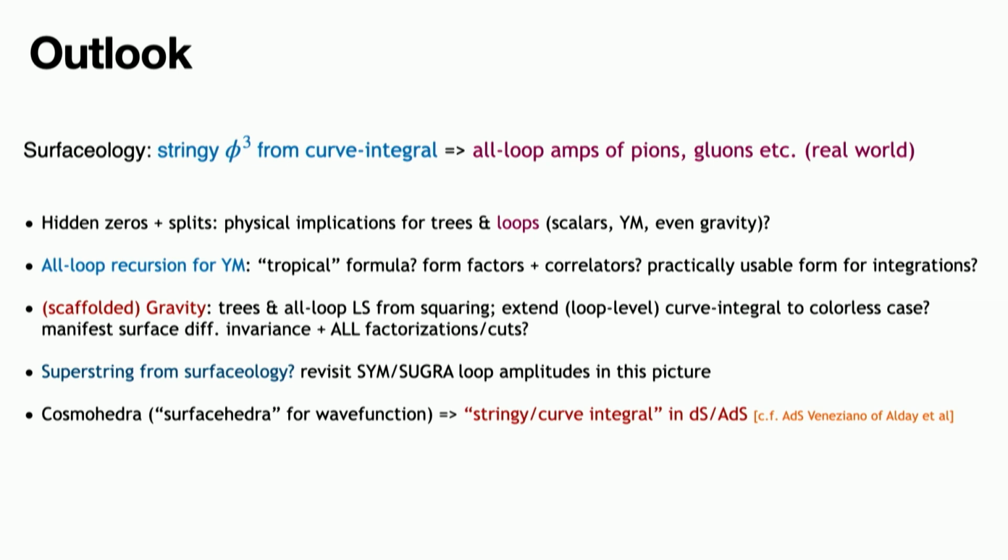And there's the extension to superstring, and extension possibly to, so there's already a polytope for the wave function. Can you now, just as you did in flat space, deform such a polytope into some curve integral in de Sitter space, as well as for AdS correlators? That would be very, very interesting to explore. Okay, I'll end here. Thank you.